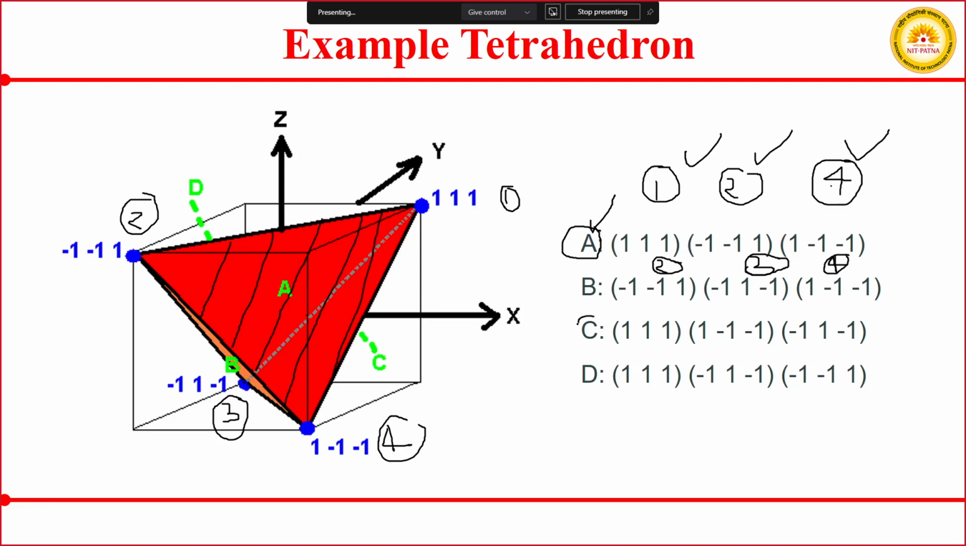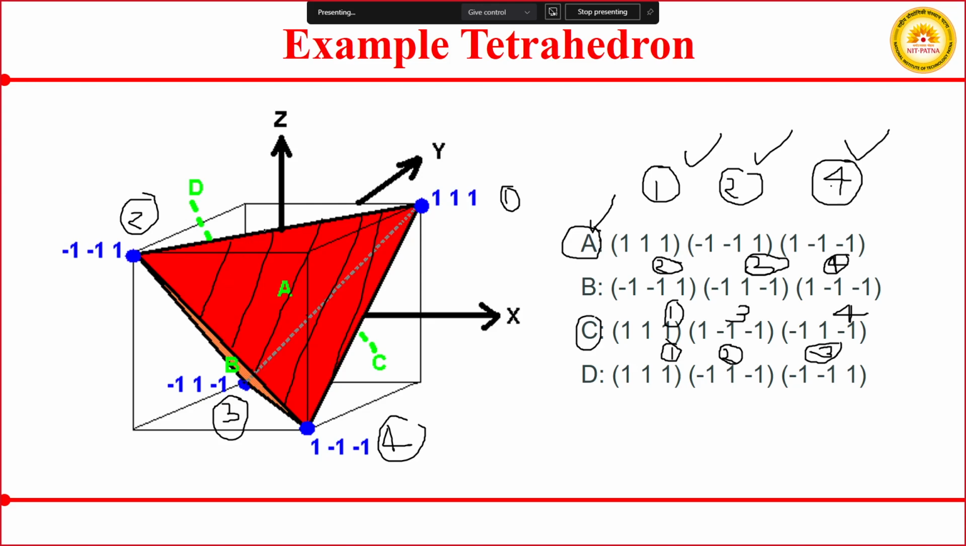Surface C corresponds to vertices 1, 3 and 4. Surface D corresponds to vertices 1, 2 and 3. And now we have to see the sequence, that is, how we will be listing these vertices.